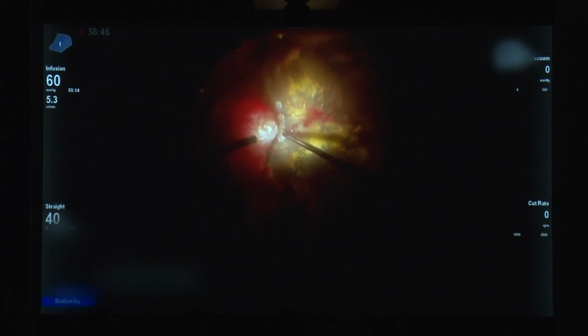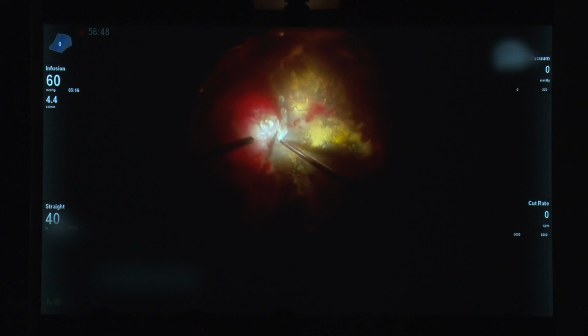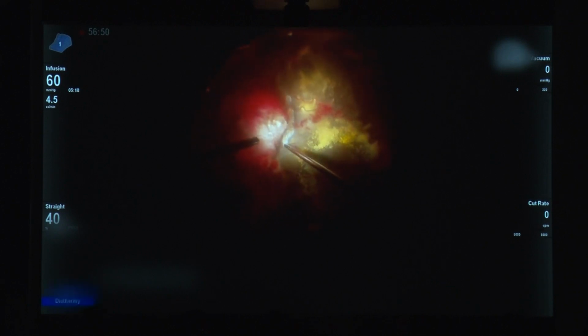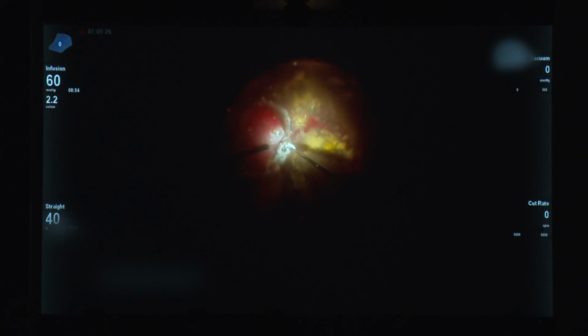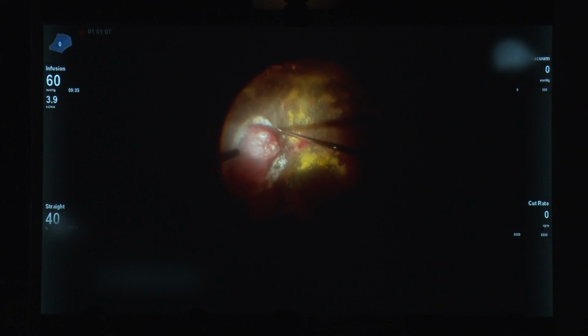The other feeder vessel was cauterized with diathermy. Cautery diathermy was applied 360 degrees around the tumor area. Bimanual scissors and forceps were used for the separation of the tumor from the surrounding retina.